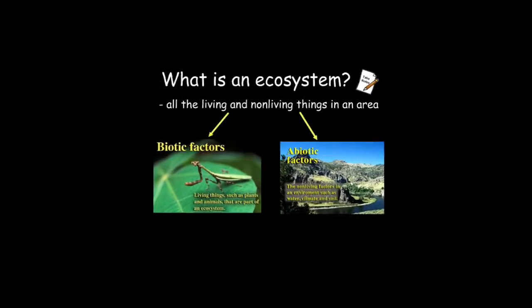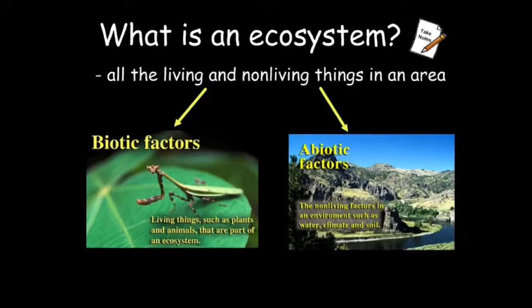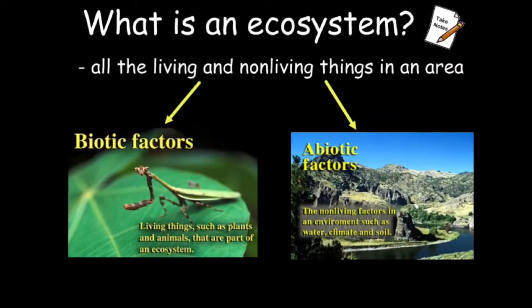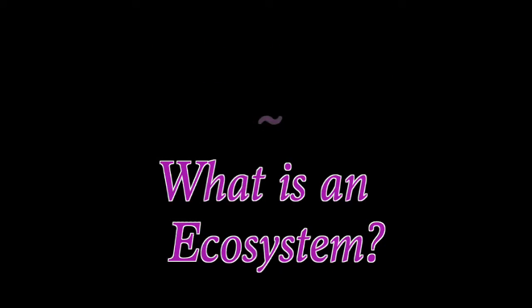So the big question of the day, what is an ecosystem? An ecosystem is all the living and non-living things in an area. Don't forget about biotic and abiotic factors. Now here's a short video to reinforce what is an ecosystem.